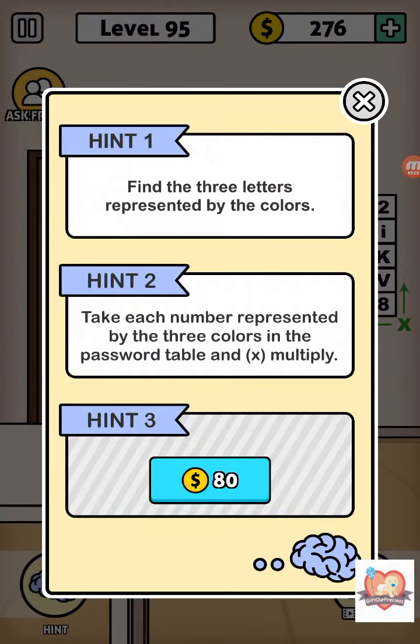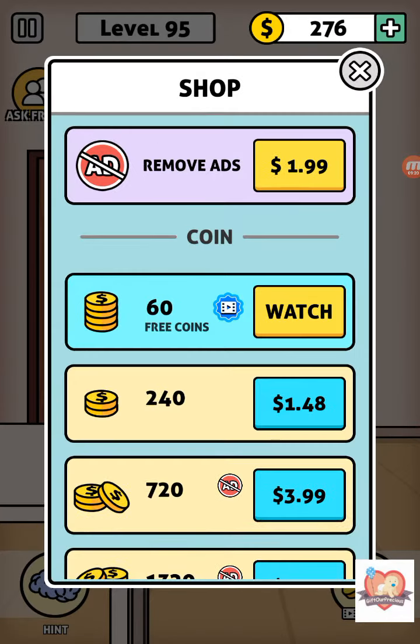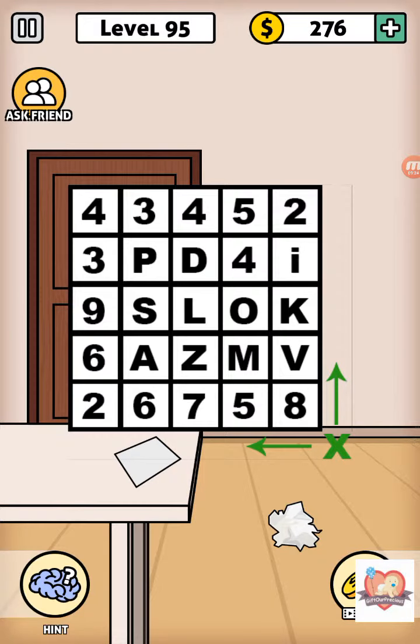Take each number represented by the three colors in the password table and multiply. Each number? Yeah, each number is represented by three colors. Why don't we put Ali first? Wait, which number shall we take? Are we to multiply? Okay, yeah, we are supposed to multiply. I think A, say multiply.